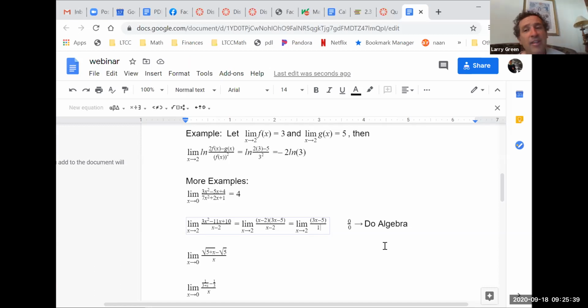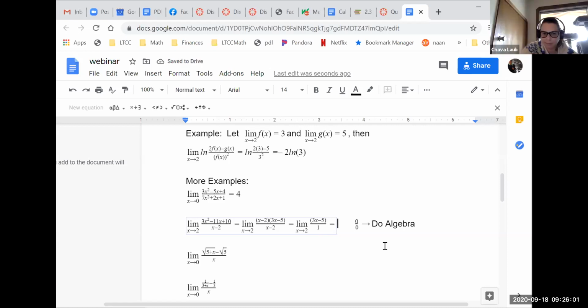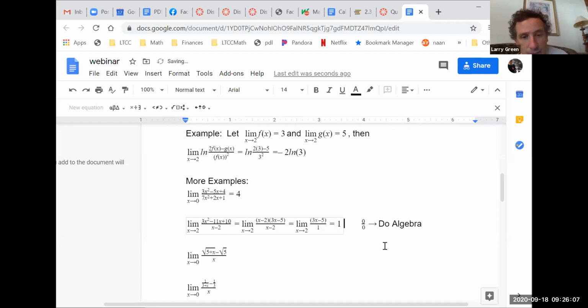All right, so here's something very important. As soon as you cancel, it's time to plug in again and cross your fingers and hope. That usually works. So now if we plug in, what do you get? 1, right? 3 times 2 minus 5 is 6 minus 5, which is 1. 1 divided by 1 is 1, and I'm done. And I just found the limit.